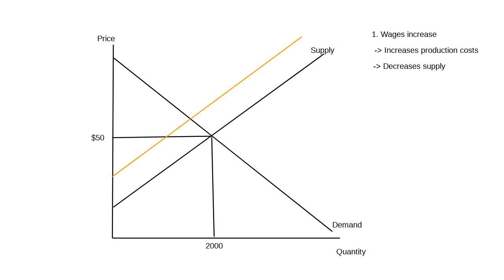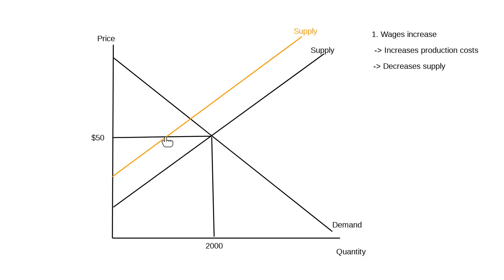So the orange supply curve represents our new supply curve after we reflected the increase in wages. Firms are producing less at every single price. As you can see, at $50, the supply curve is now here, which is definitely lower than 2,000. But we're not done yet, because the demand curve is not here. The demand curve is over here.